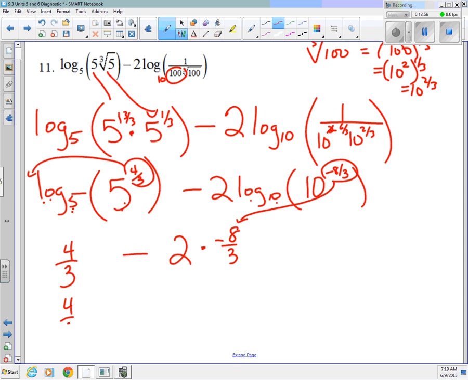So I have 4/3 minus, well, actually, negative times a negative is a positive here. So I have 4/3 plus 16/3. And so I get 20/3 as my final answer. Remember, 2 times negative 8 over 3 is 16 over 3.